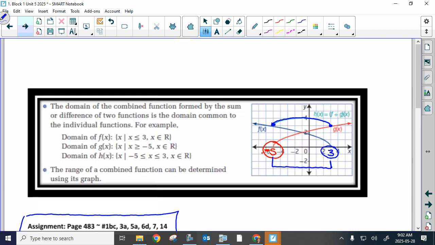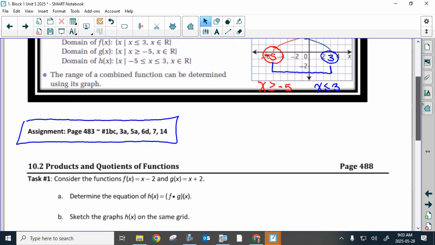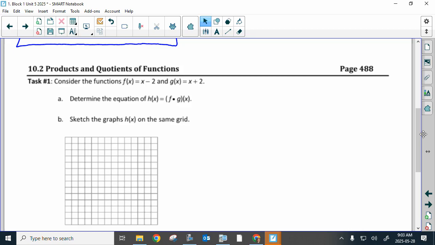And that was summarized in this table, right? So when I looked at g of x, it was x is greater than or equal to -5. F of x was x is less than or equal to 3. If you're going to put them together to get your h of x, you're stuck between those two x values. You can't add something that does not exist. You cannot subtract something that does not exist. So that's a big idea, and it carries forward with us until we get to rationals, where we know that there are non-permissible values.